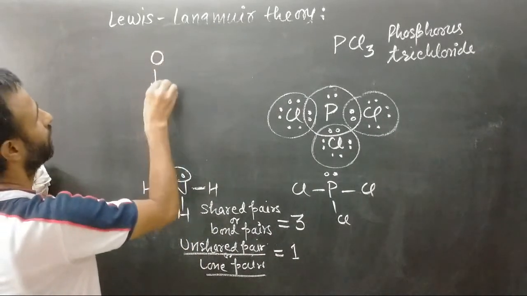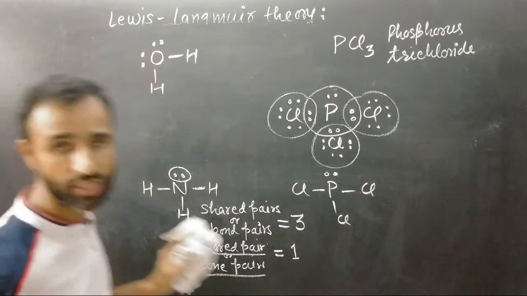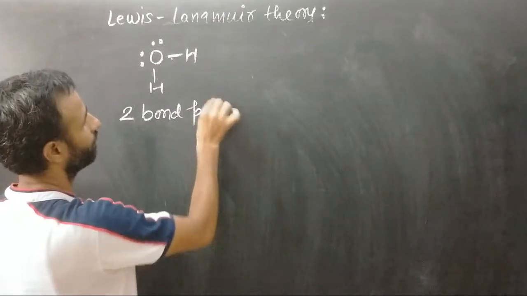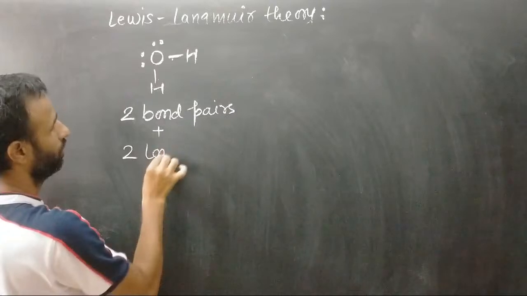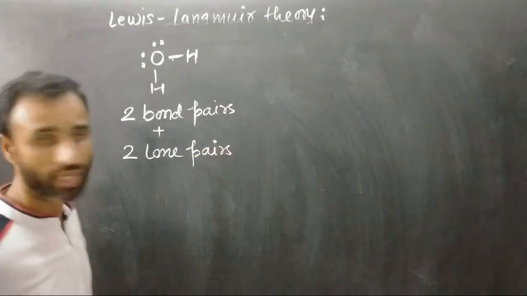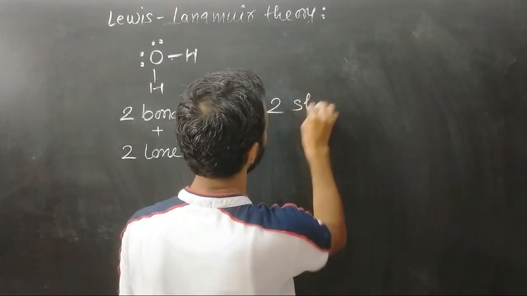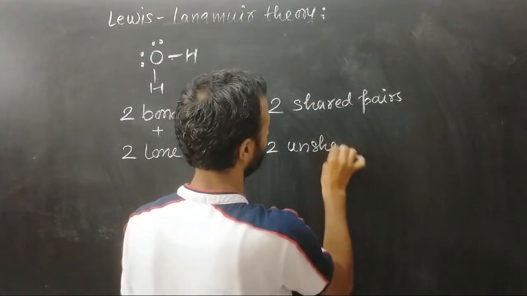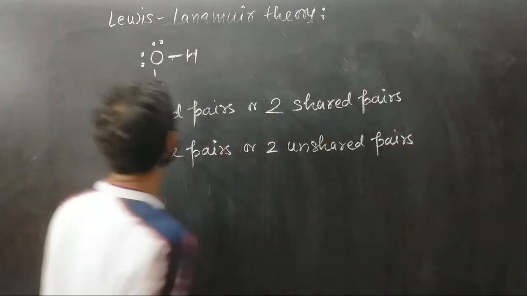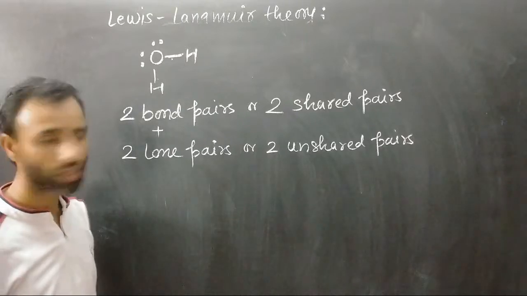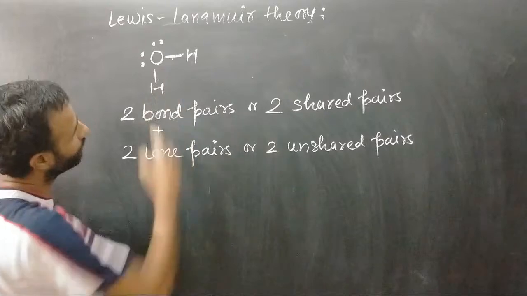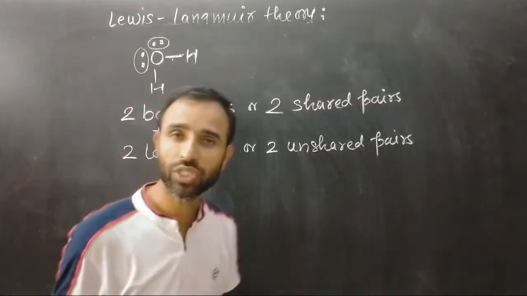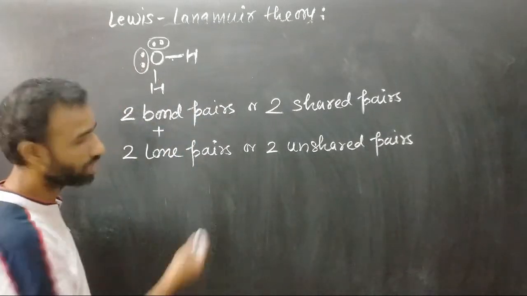But when we write H2O, tell me, how many shared pairs and unshared pairs are there? There are 2 bond pairs plus 2 lone pairs, or we can write 2 shared pairs or 2 unshared pairs. See, this line is called shared pair because it is shared between oxygen and hydrogen. It is also shared between oxygen and hydrogen, but these 2 are unshared pairs. There is no other atom which shares this pair. That's why they are called unshared pairs or lone pairs.